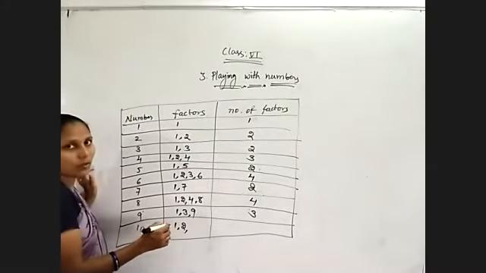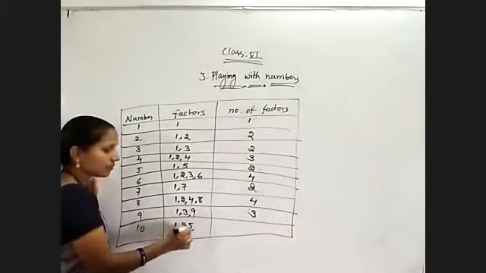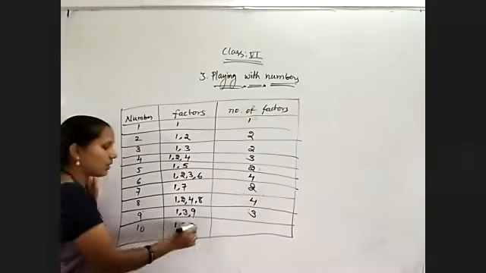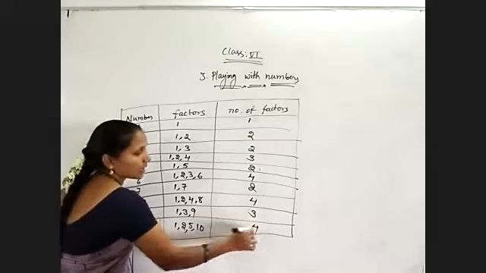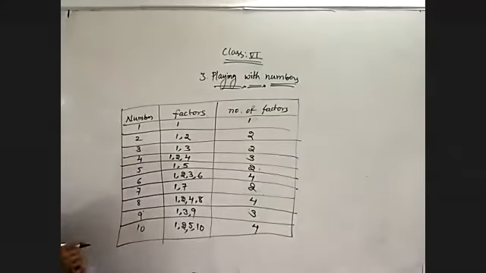And for 10: 1 tens, 2 fives are 10, 3 table will not get, 4 table will not get, 5 twos are 10, 6, 7, 8, 9 will not get 10. So total how many factors are there? 4.